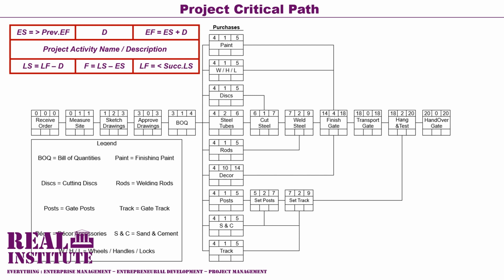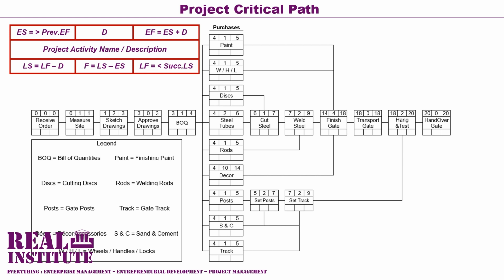The same logic is carried forth until the last activity, which is activity 24. Activity 24, which is the handover gate activity, is allocated an early start value equal to its predecessor's early finish value. Its predecessor being activity 23, the hang and test gate activity, which has an early finish value of 20. And activity 24 already has a duration of 0, and therefore its early finish, calculated from adding its early start and its duration, is 20, because 20 plus 0 equals 20.